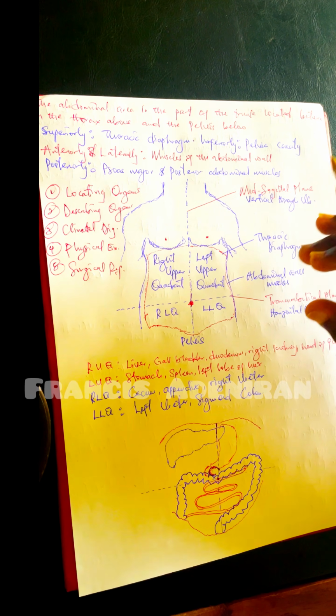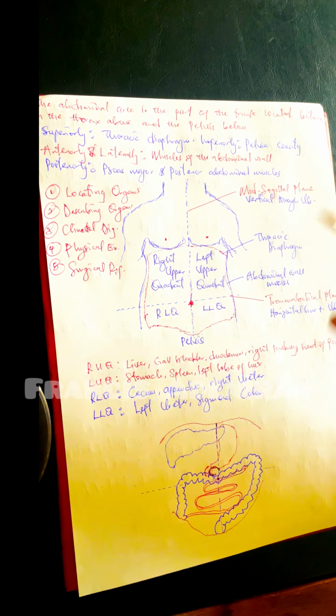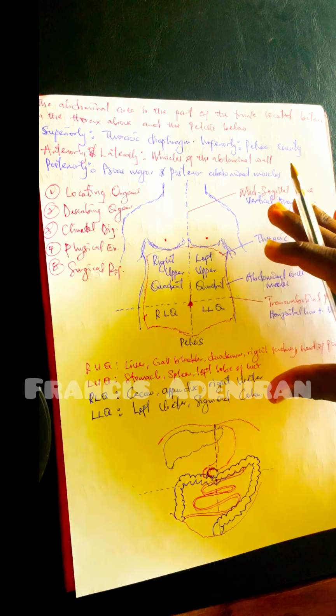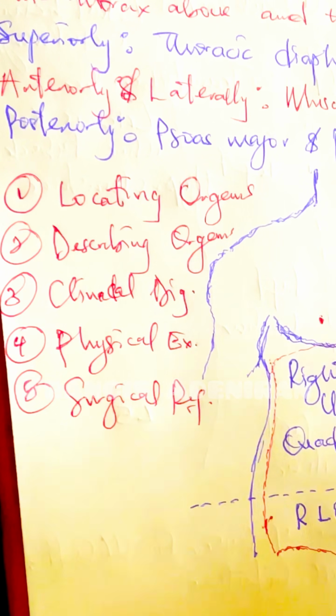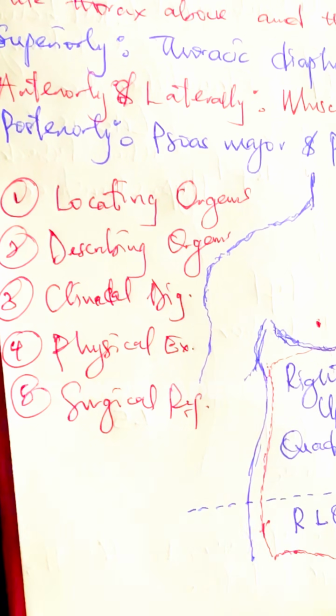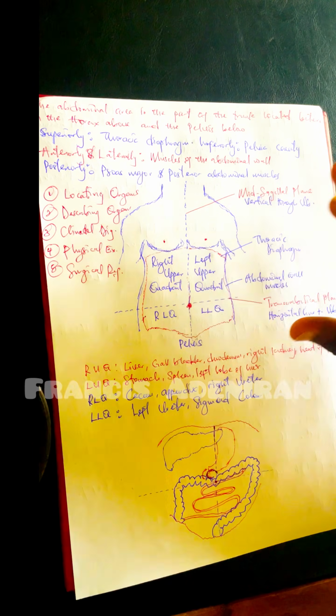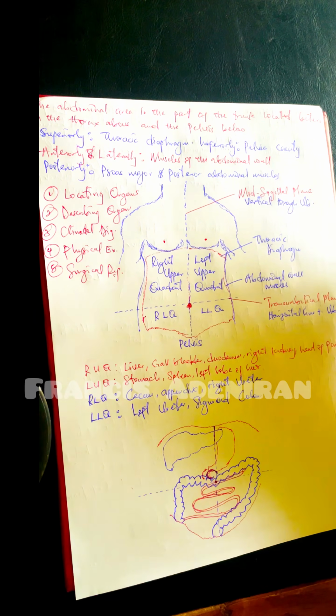Now, before going into the divisions, into the quadrants and into regions, it is very important we know why this division is very essential. One reason is that it's very important in locating organs. Another important reason why we need to understand the division into quadrants and into regions is that it is also important in describing organs. It's also important in clinical diagnosis for clinicians. It's also very important in physical examination, and also very important in surgical referencing. So let's move straight to the division into 4 quadrants.